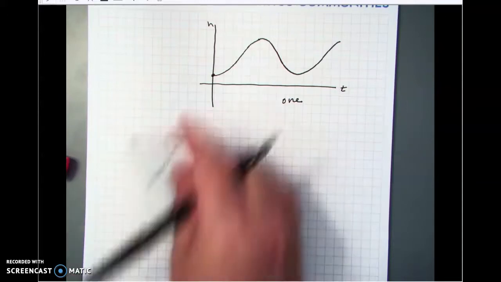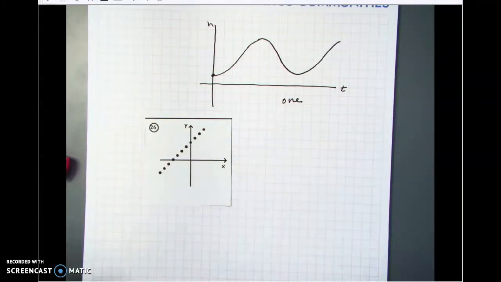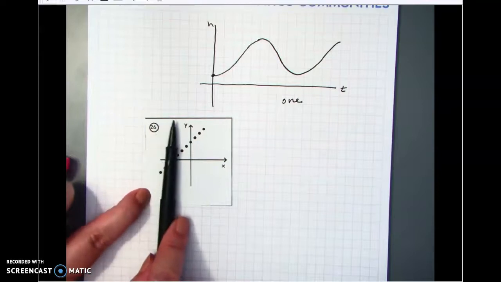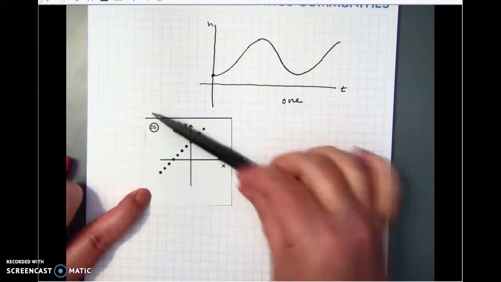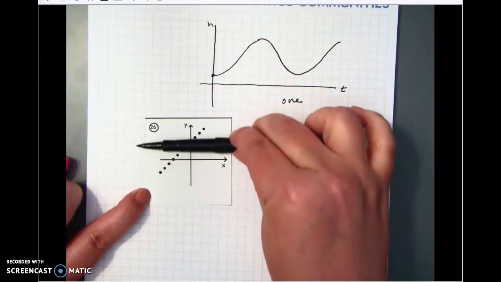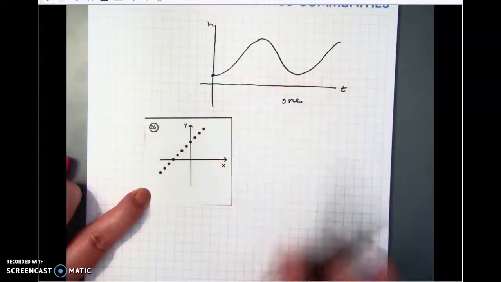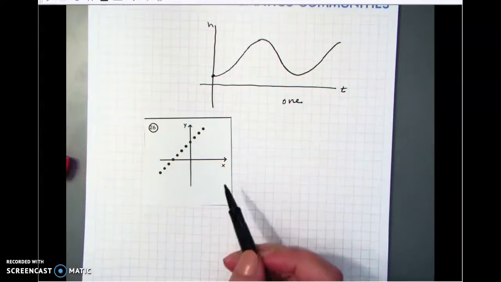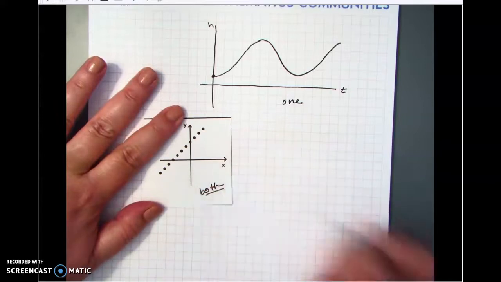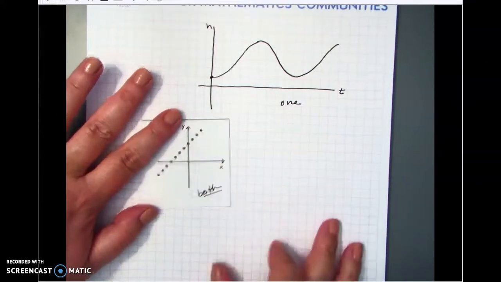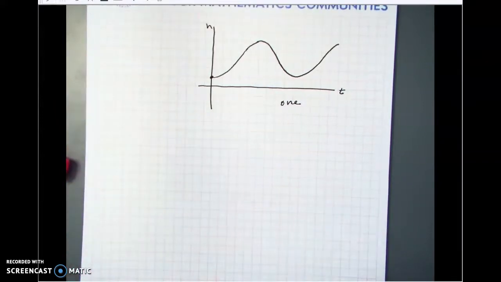All right, so 26. If we go perpendicular to the x-axis, we touch exactly 1 point at a time or no points. And then as we go across the y-axis, we touch at most 1 point at a time. So y is a function of x and x is a function of y. So that is a one-to-one situation, which means that both directions give us a function.